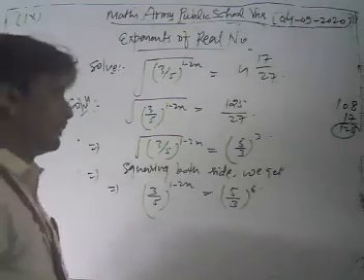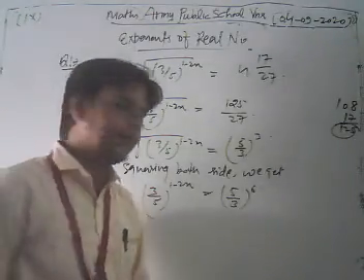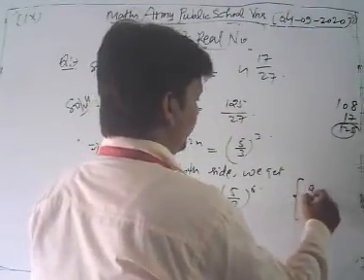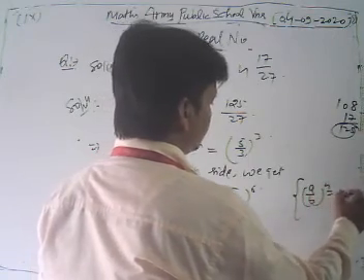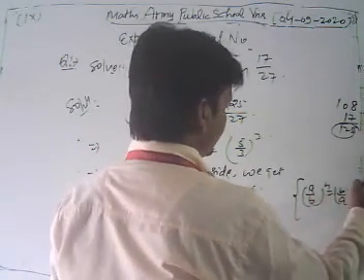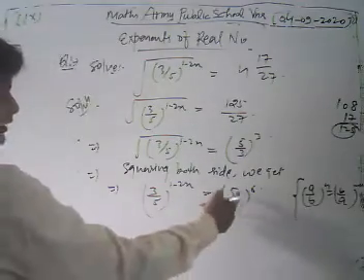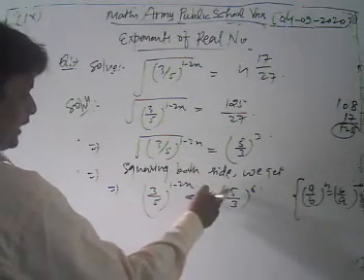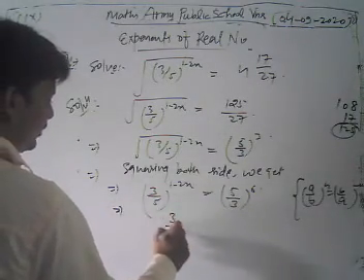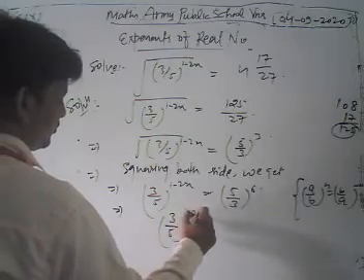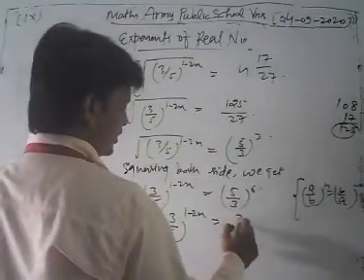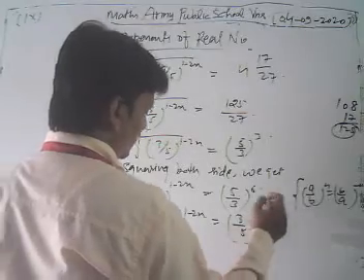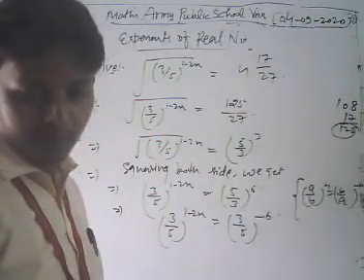And now here we apply some important laws of exponents. If you have (a/b) to the power n, then you can write (b/a) to the power minus n. So if we convert the numerator with the denominator, we can write (5/3) as (3/5) to the whole power minus 6.